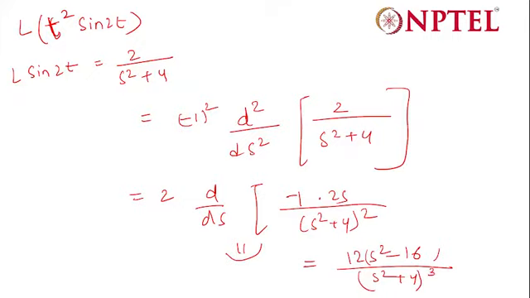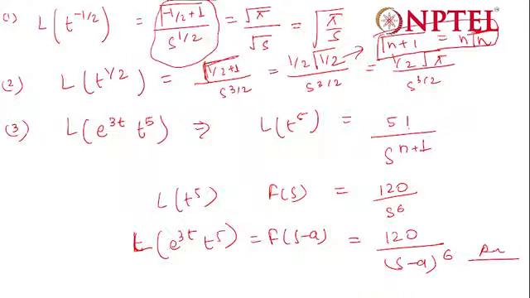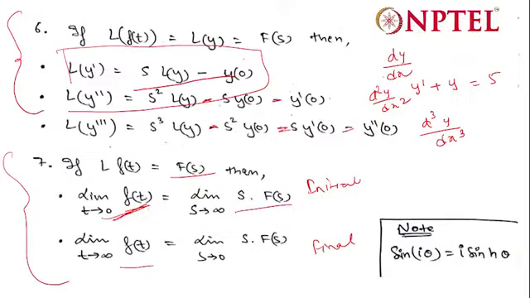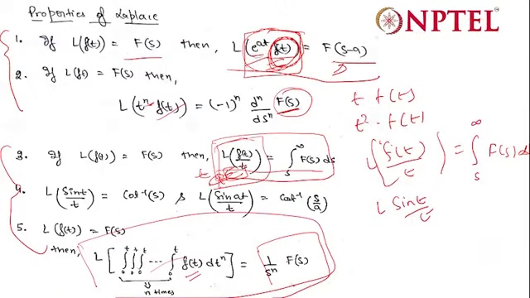Okay, so till now what we did, we are doing questions for these properties. I have shown you two types of questions, property number 1 and property number 2. Now I will see the other properties.